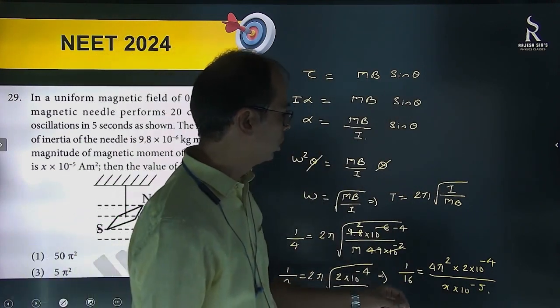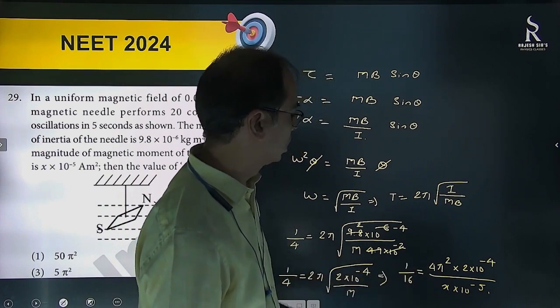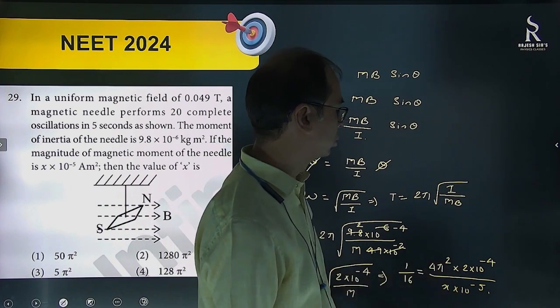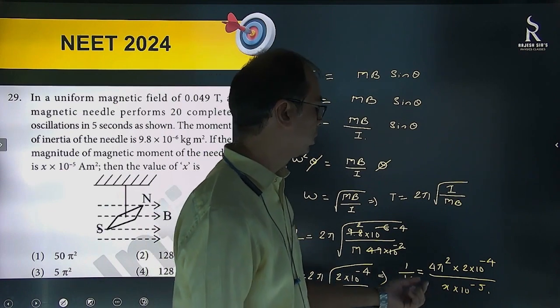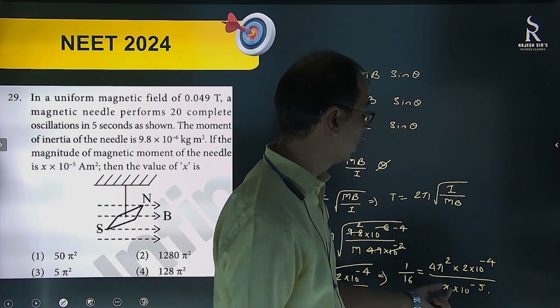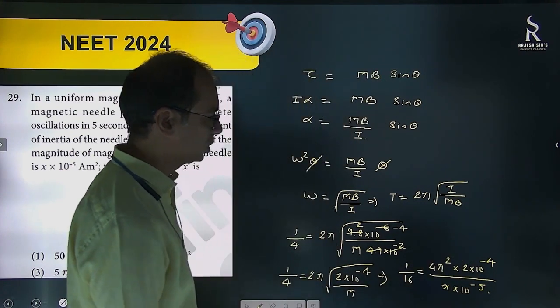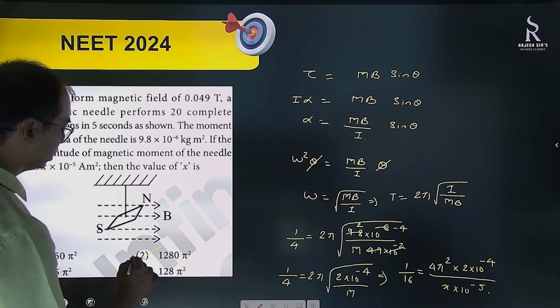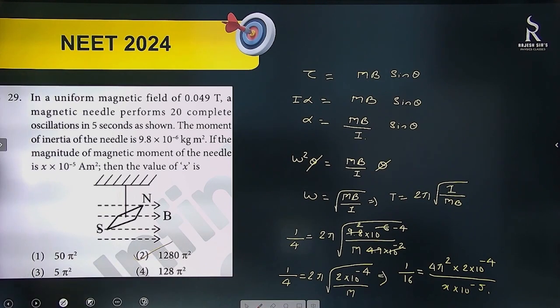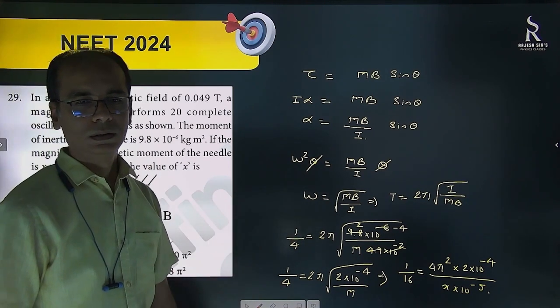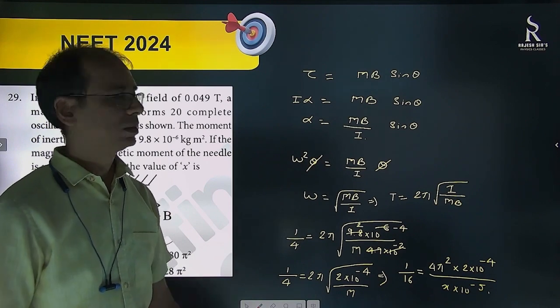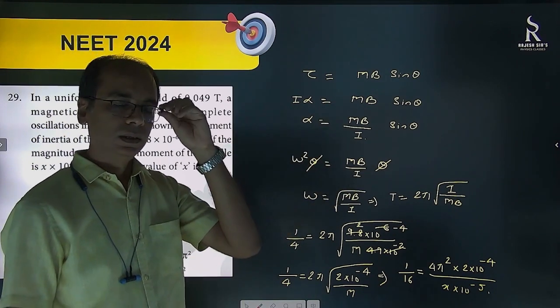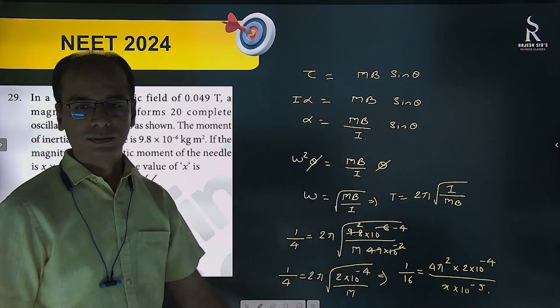So x will be equal to 16 into 4, 64 into 2, 128 pi square. 1280 pi square. That's all, that's the answer. This was a lengthy question, and it is put as tough also, because it's not necessary that you will directly get its answer.